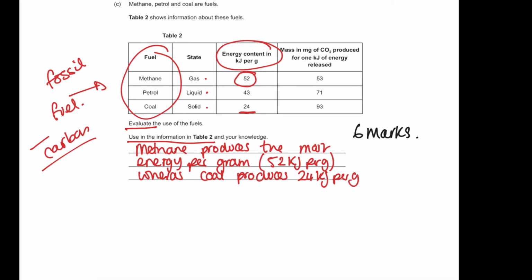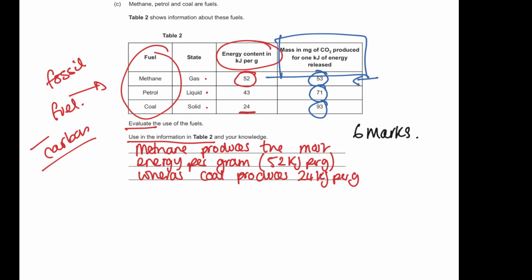Now, there would be more lines. I've just trimmed them off when I was cropping this image. Okay, what about the next column? I'm going to change colour so you can see where the next column is. Mass in milligrams of carbon dioxide produced for 1 kilojoule of energy released. So methane produces 53 milligrams of carbon dioxide for 1 kilojoule. Petrol 71 and coal 93. So do we want it to produce carbon dioxide or do we not? Is that a good thing or a bad thing? Okay, we want it to produce less carbon dioxide.